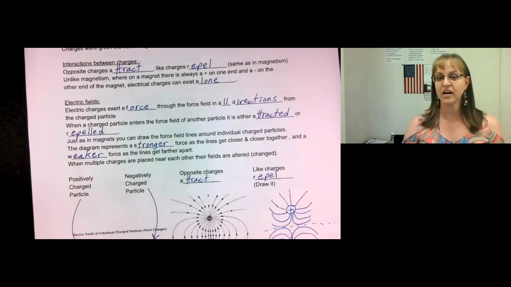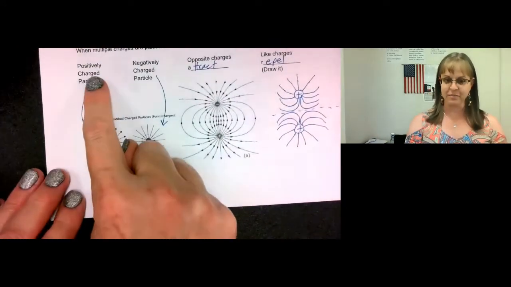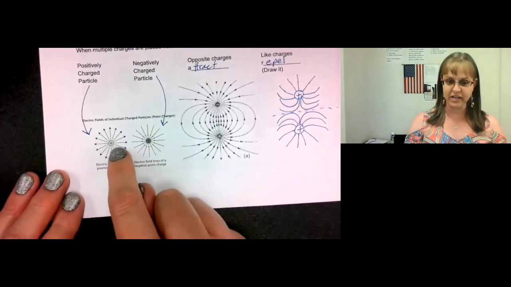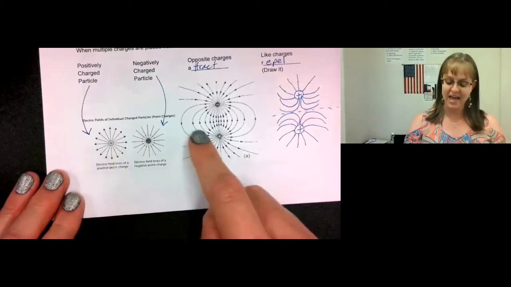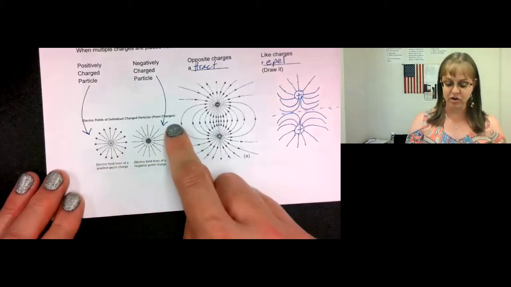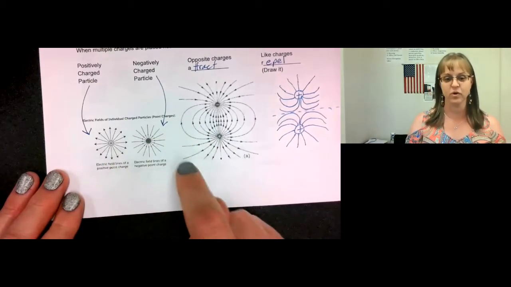Electric charges cause an electric field by exerting a force through the force field in all directions out from the charged particle. Here, for example, is a positively charged particle exerting a force outward, and here is a negatively charged particle exerting a force inward.